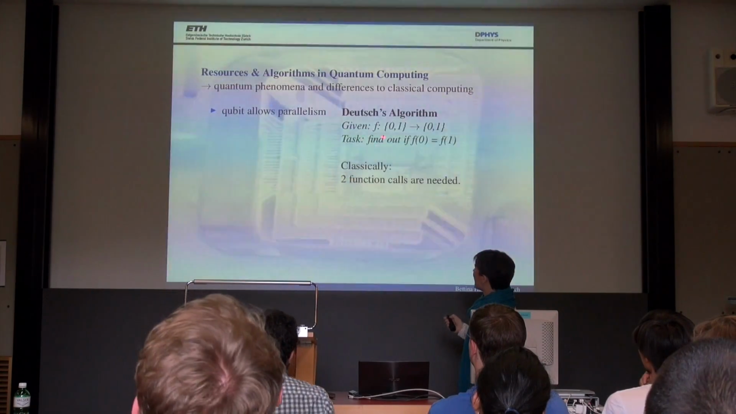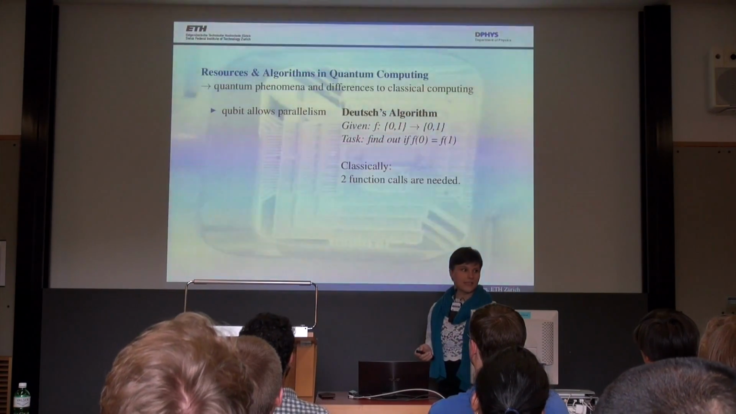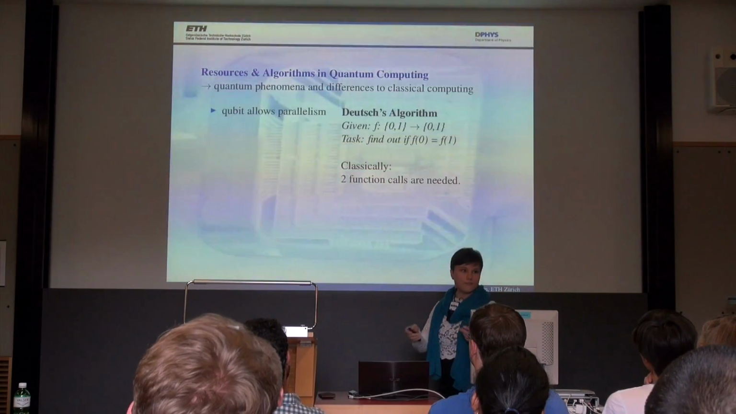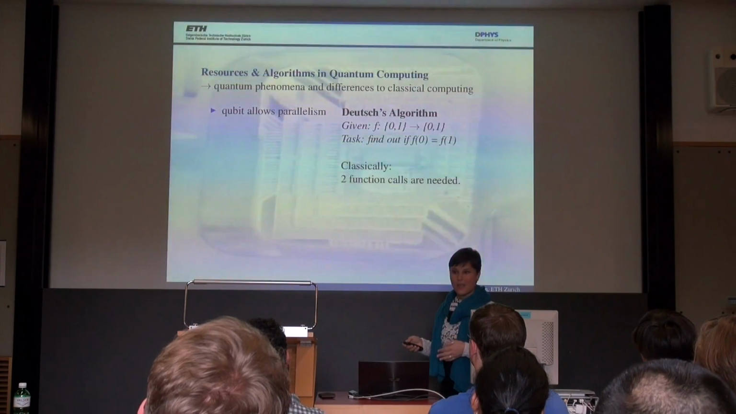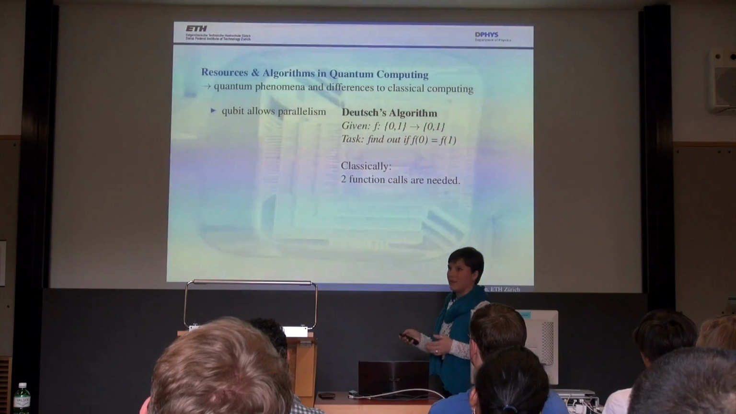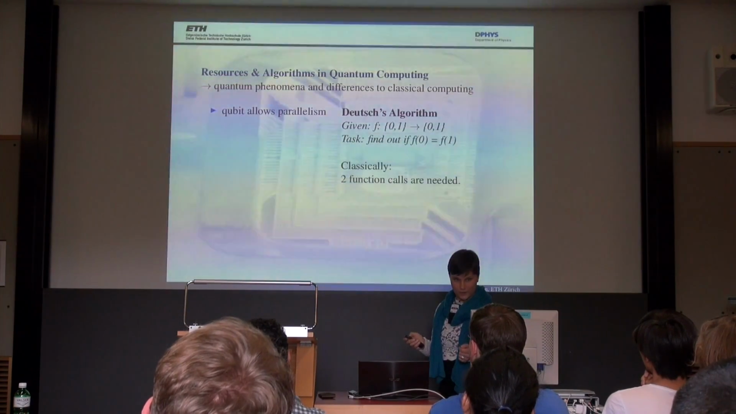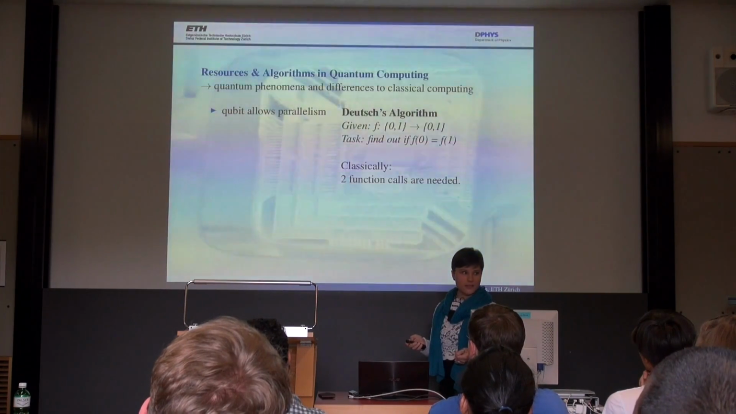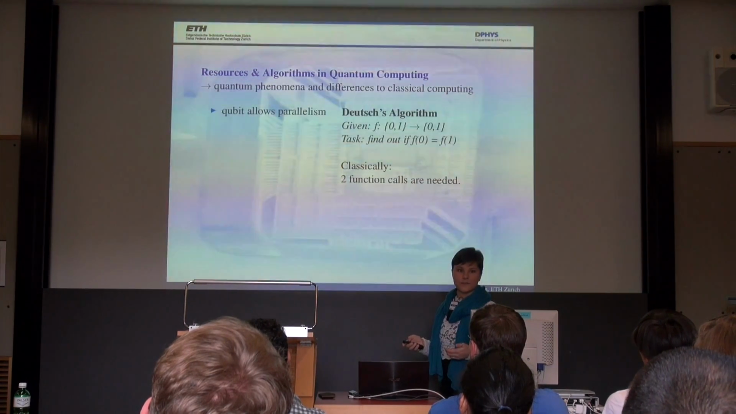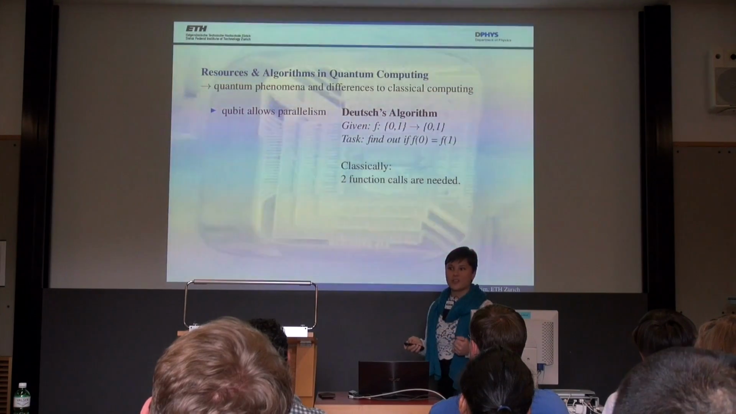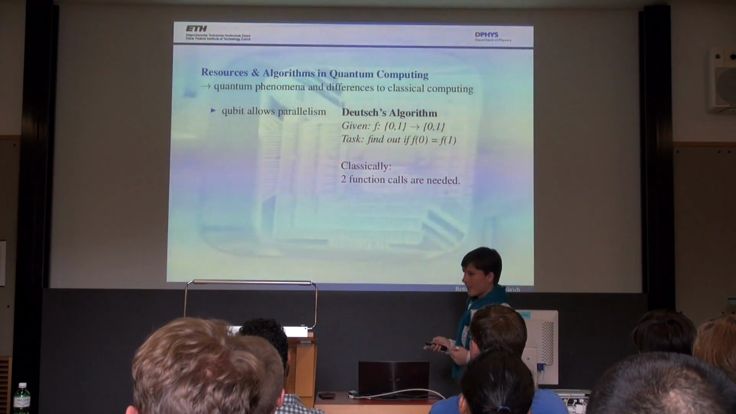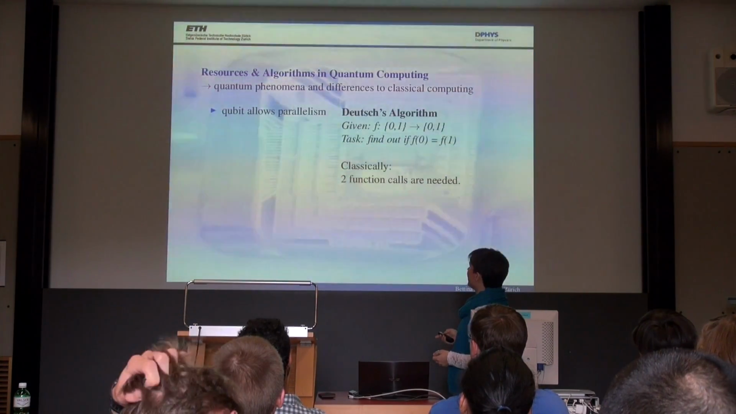Now this f, this function, may be really ugly. It does something very trivial, mapping 0, 1 to 0, 1, but it may be really ugly, it may be unknown, it may be very expensive to calculate, or whatever happened to it. So two function calls may be quite expensive. It would be better if we could get just one function call. So let's see what we can do quantum mechanically.